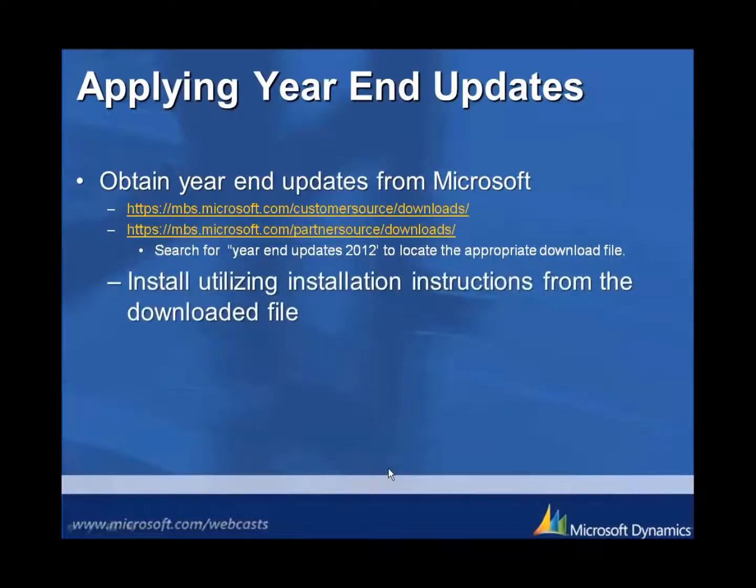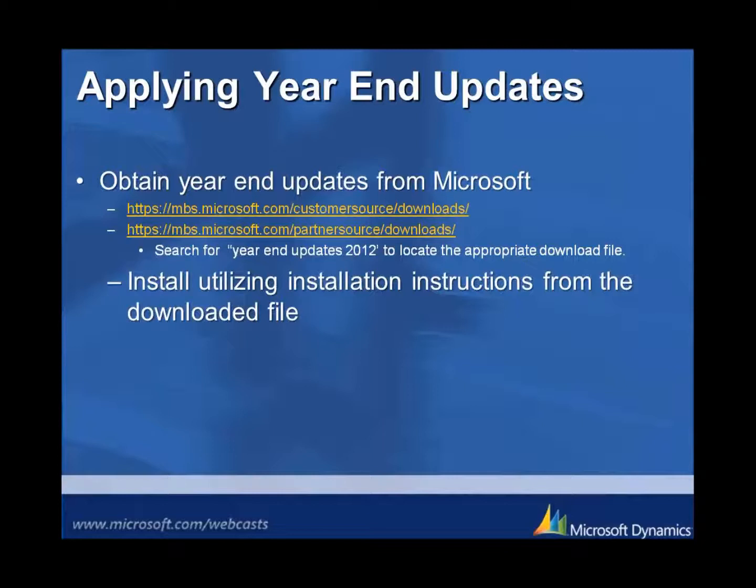Once we've obtained the year-end updates, we need to install. There's a document attached in the zip file that has the instructions for the installation. That's very important because each download has the files for every single version within Dynamics SL. So you need to choose the one that is appropriate for your version and then run the installation from there.